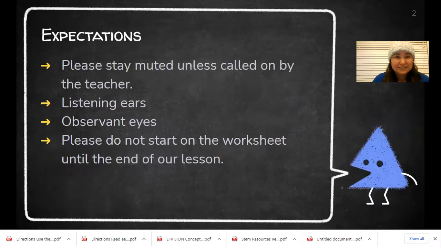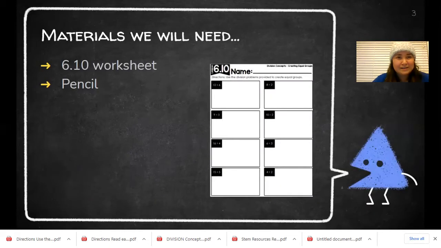Our expectations for today: I need you to please stay muted unless called on by a teacher. I need your listening ears and your observant eyes. Please do not start working on your worksheet until the end of our lesson. Thanks, friends. Materials we'll need today: your 6.10 worksheet and your pencil. Go ahead and pause the video if you don't have these materials yet.